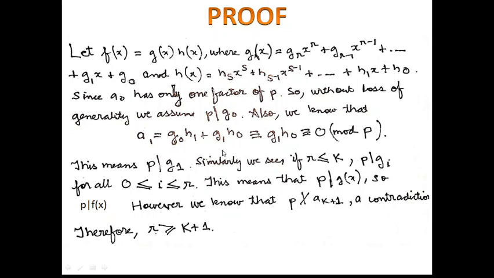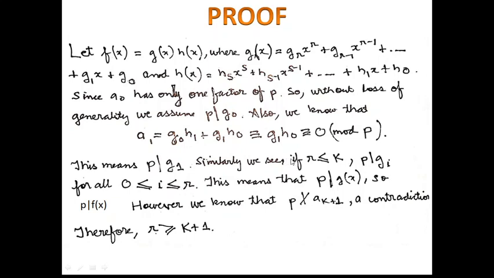Now if p does not divide g1 h naught, then p will not divide a1 also, so p has to divide g1 h naught. So p divides g1 h naught. Now h naught is plus or minus 1, so p divides g1. Similarly, we see if r is smaller than or equal to k, p divides gi for all i from 0 to r.